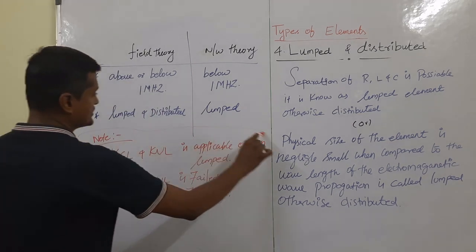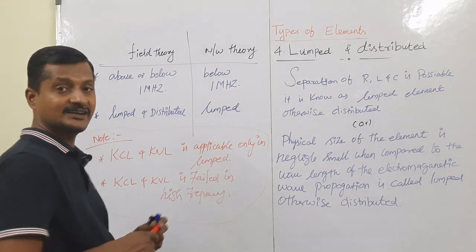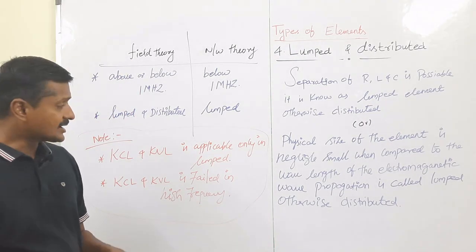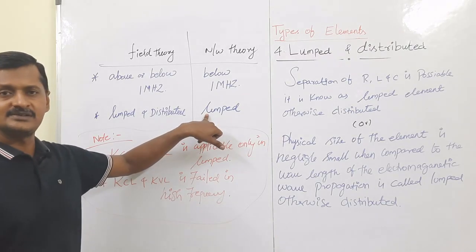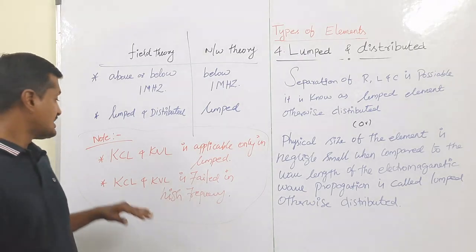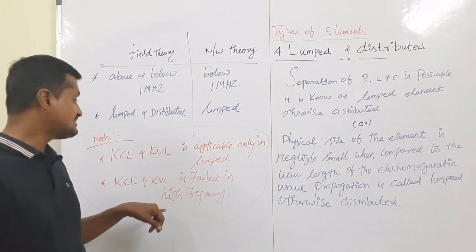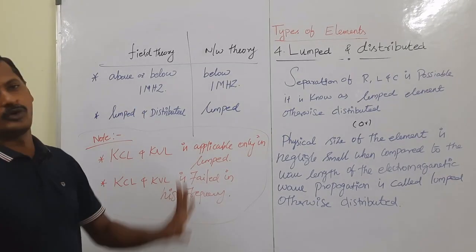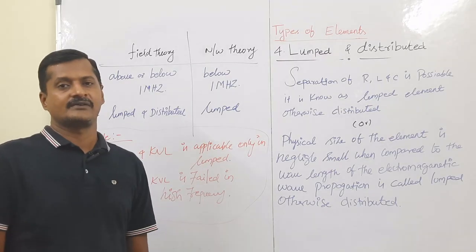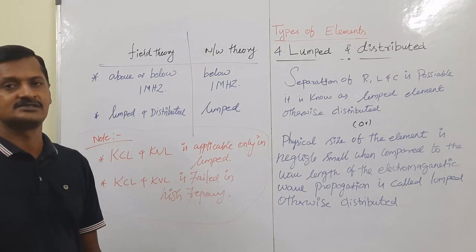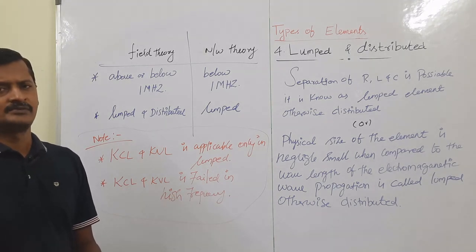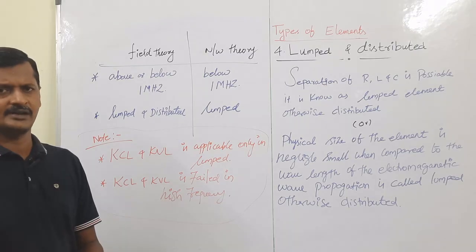So it is very important that Kirchhoff's voltage law and Kirchhoff's current law are applicable only at frequencies less than 1 megahertz, that is, in lumped elements. KCL and KVL fail at high frequency, which means above 1 megahertz. That is why in the power system distribution network we are not applying Kirchhoff's voltage law and current law concepts. We can understand this when we study power systems. Alright.